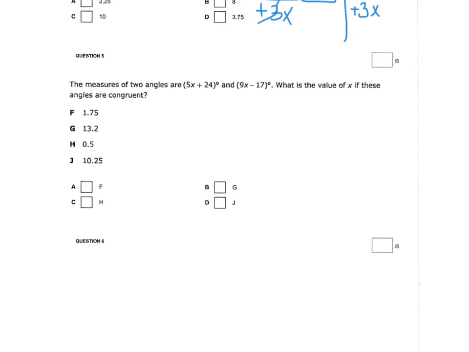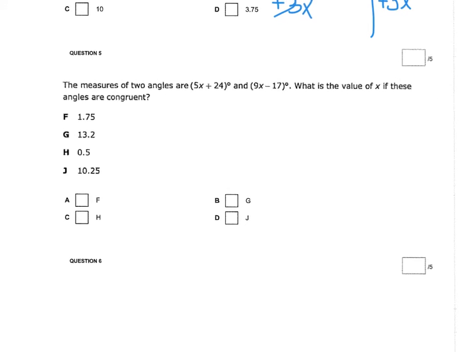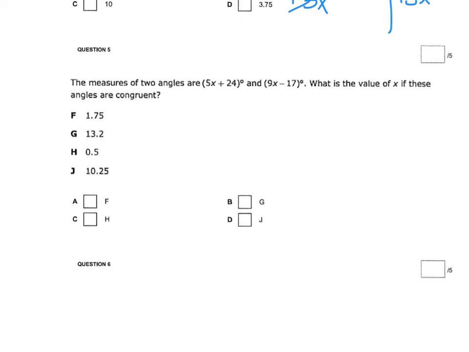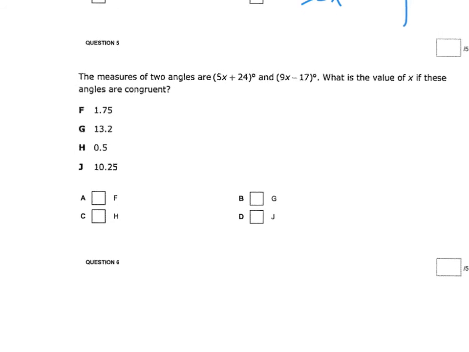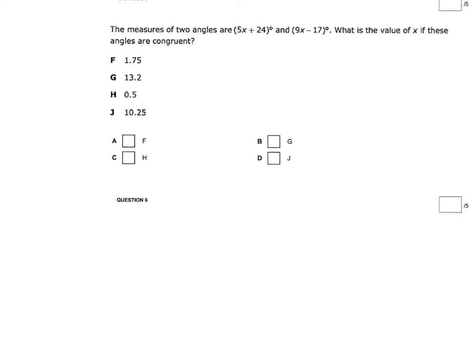Number 5 is the same thing. It's just asking it a little bit differently. The measure of two angles are 5x plus 24 degrees and 9x minus 17 degrees. What is the value of x? You're just solving it. It's the same as a multi-step equation. 5x plus 24 equals 9x minus 17.